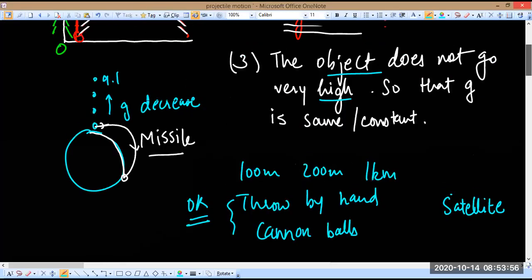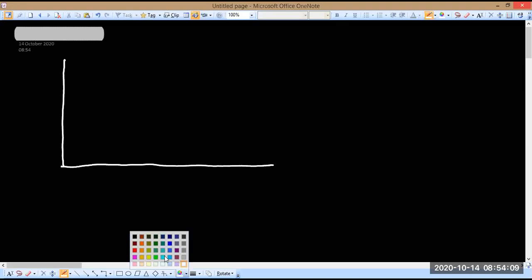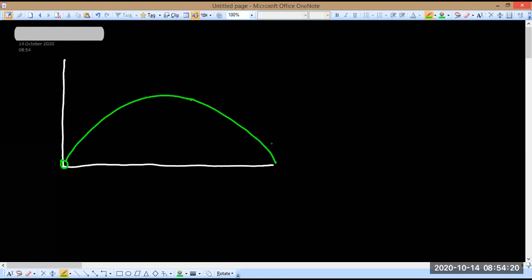All right, so with these assumptions, let's start. First let's just teach the terms. Okay, let's draw a nice diagram. Right now we are talking about some object which is thrown from ground or very close to ground. So it goes off like this, right? Its initial velocity is like this, v0 vector, initial velocity.